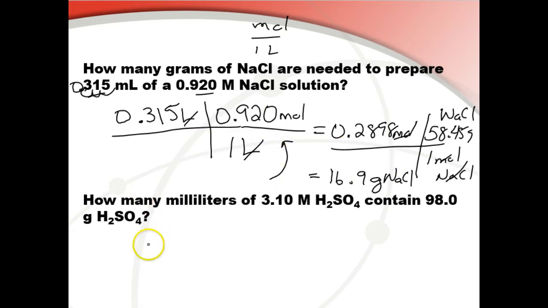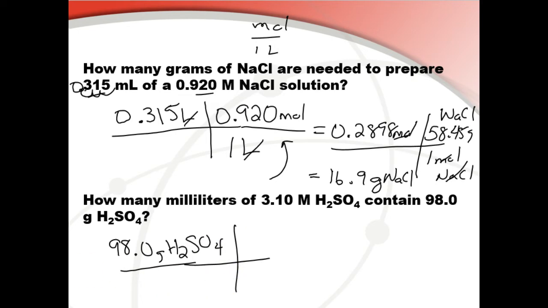Now we can go the other way, where we're given mass and we want to know how many milliliters contains that number of grams. So again, this one's kind of an easy question, but we start with our mass.